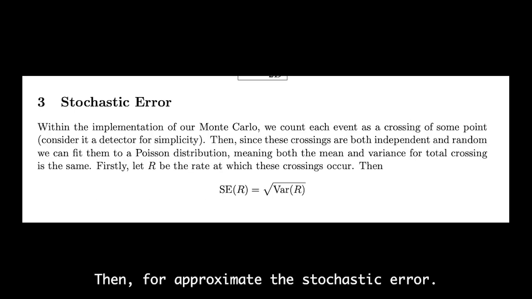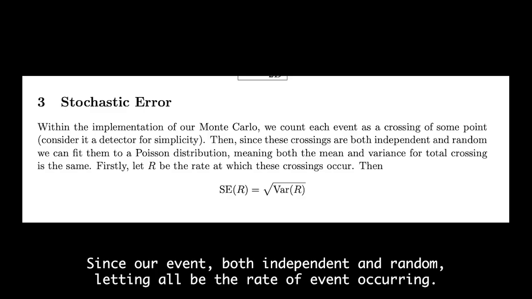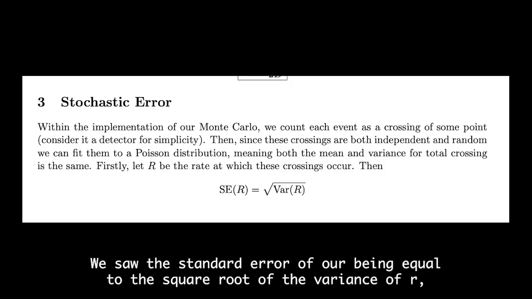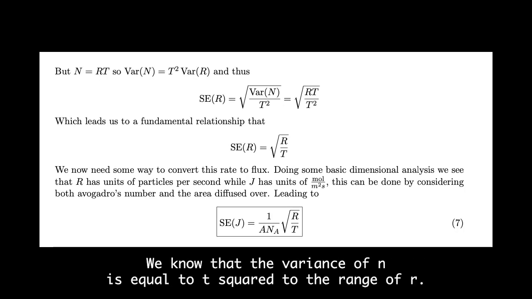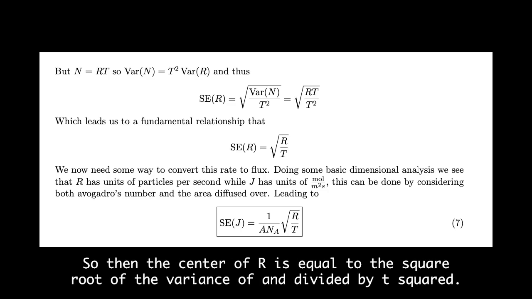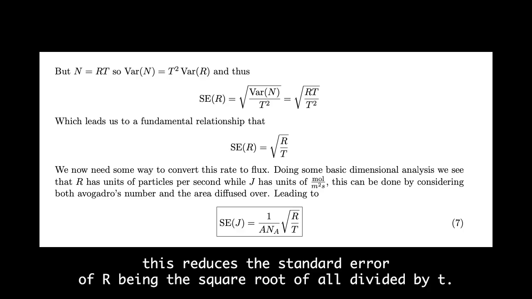Then, for approximating our stochastic error, first note that we may use the Poisson distribution, since our events are both independent and random. Letting r be the rate of events occurring, we start with the standard error of r being equal to the square root of the variance of r. But since n equals rt, we have that the variance of n is equal to t squared times the variance of r. So then the standard error of r is equal to the square root of the variance of n divided by t squared. But since we're using a Poisson distribution, this reduces to the standard error of r being the square root of r divided by t.